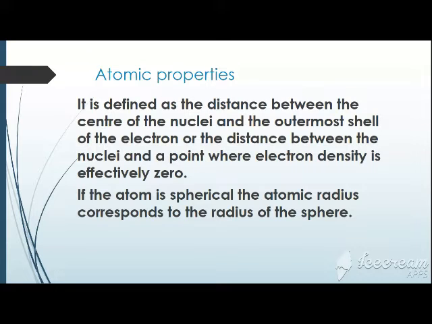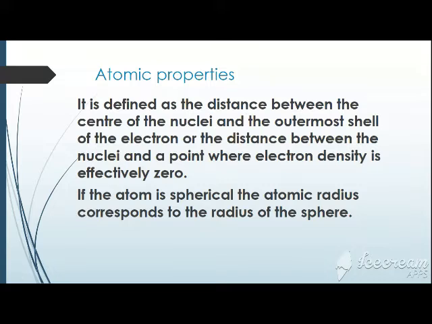First, let us understand the concept atomic radius. It is defined as the distance between the center of the nucleus and the outermost shell of electrons, or I can also define atomic radius as the distance between the nucleus and a point where electron density is effectively zero. So what is meant by electron density? The electron density tells us the amount of negative charge that is located at each point. That is the space where the electron is located.